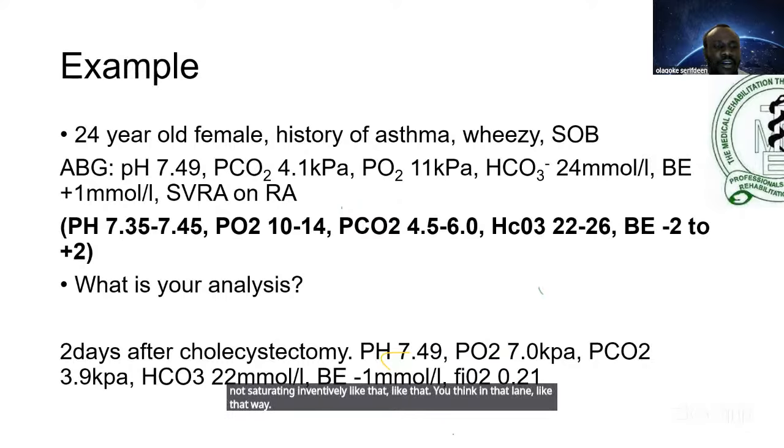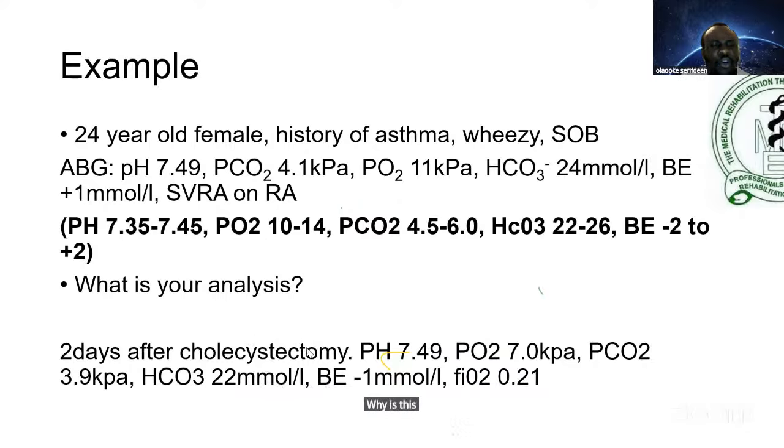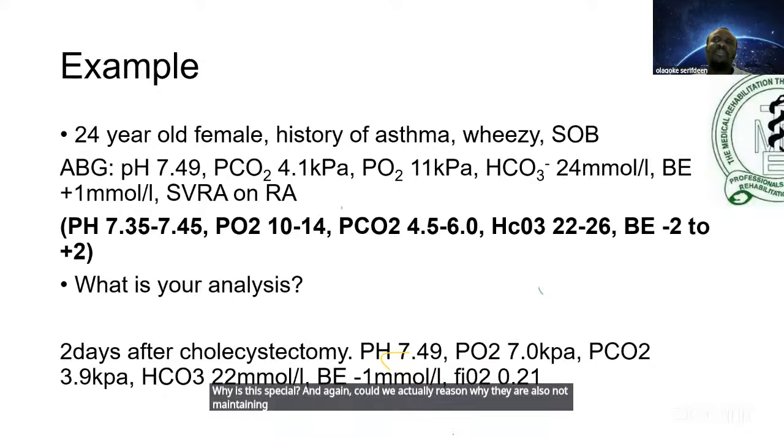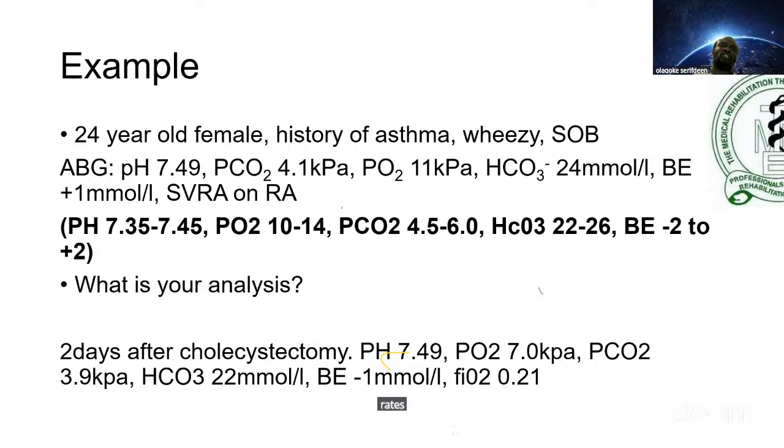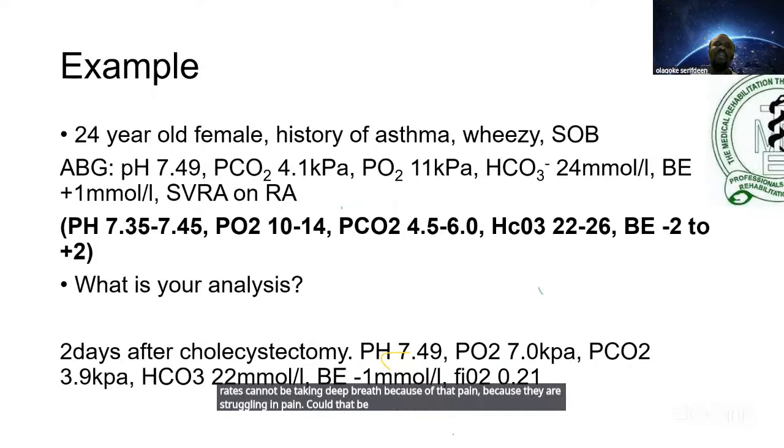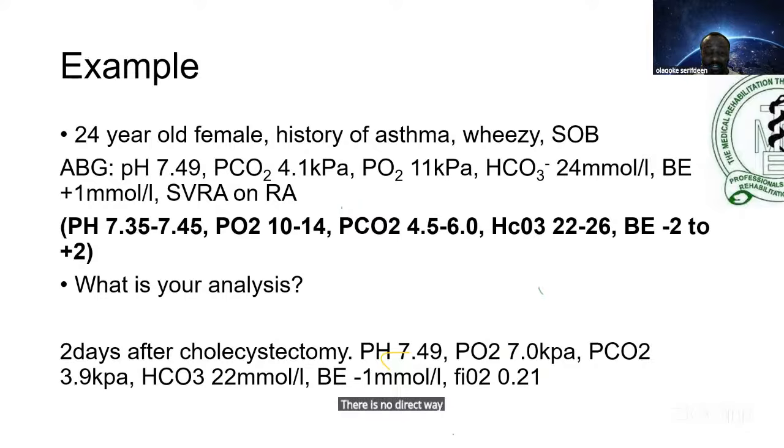And again, why is this special? Could we actually reason why they are also not maintaining saturation on pneumonia? Could it be that they have had abdominal surgery, they are not able to take in a deep breath because of that pain, because they are struggling with pain? Could that be the reason? Could it be that because they are not able to take a deep breath, they are retaining secretions in their chest, which is affecting their VQ, causing VQ mismatch? You start relating stuff. There is no direct way. A patient can present in any form.